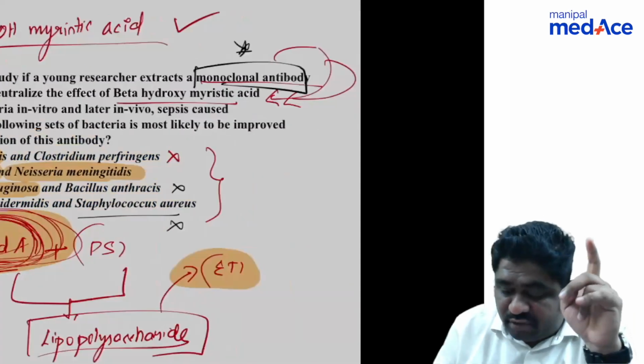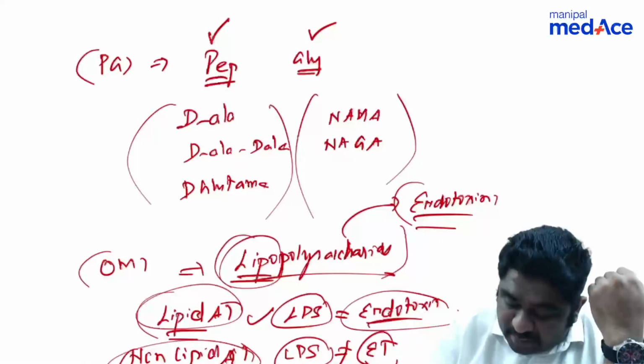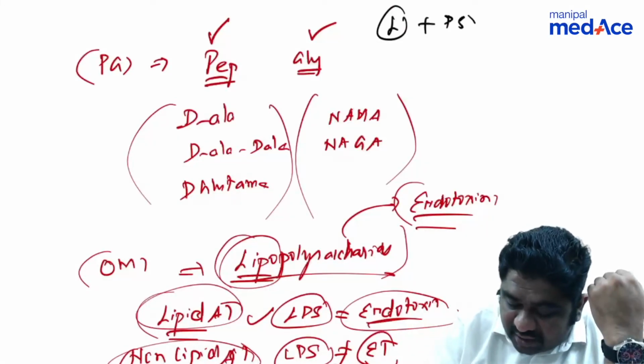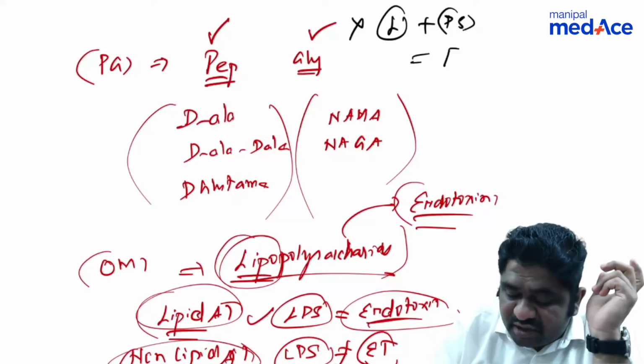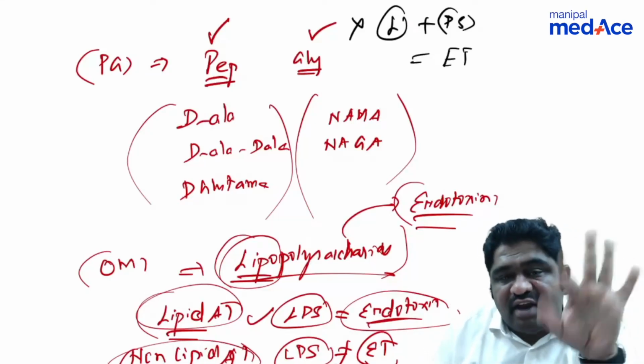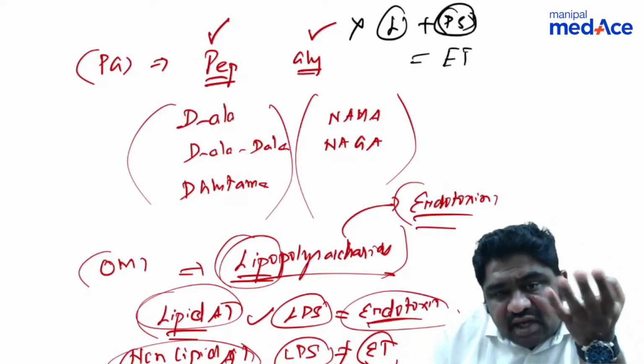Now there is a corollary information also. I said lipopolysaccharide is made up of lipid A plus polysaccharide. If lipid A is the same, only then it is equivalent to endotoxin. Instead of lipid A, if I have lipid B, C, etc., it is not endotoxin, I told you, right? What about the polysaccharide? A polysaccharide can be variable.